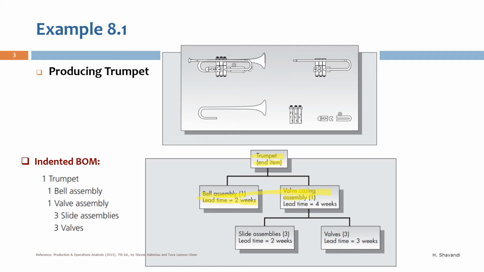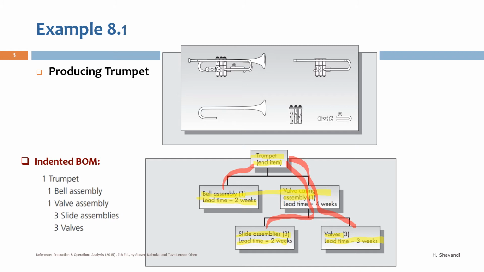The first one is slide assemblies. We need three of them. And the second component is valves. Again, we need three of them in order to produce one valve casing assembly. And also we have the lead times for these two components. In the BOM, as you see here, we have one branch here, another branch here, and one more branch here. So we have three branches in this example.